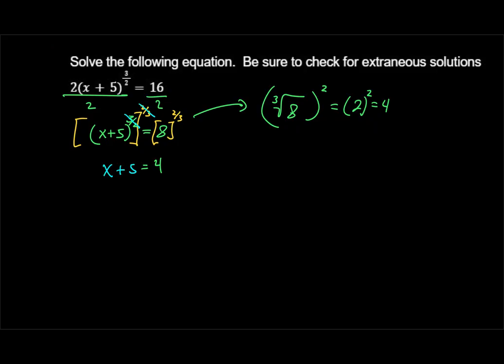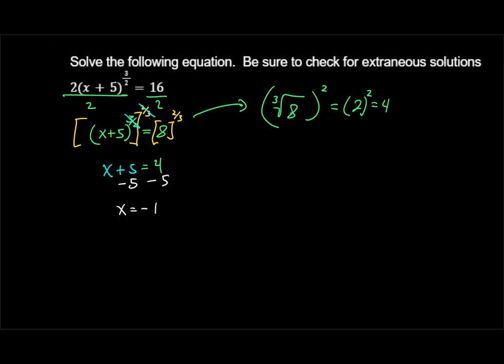Don't forget, if the bottom number is even, we would have to consider both positive and negative cases for this, and then go back and check those answers later. But since the bottom number is odd, we don't have to worry about the plus minus, the positive and negative cases. We'll finish getting x by itself by subtracting 5 on both sides, leaving us with x equals negative 1. We still do have to go back and check our answers though.